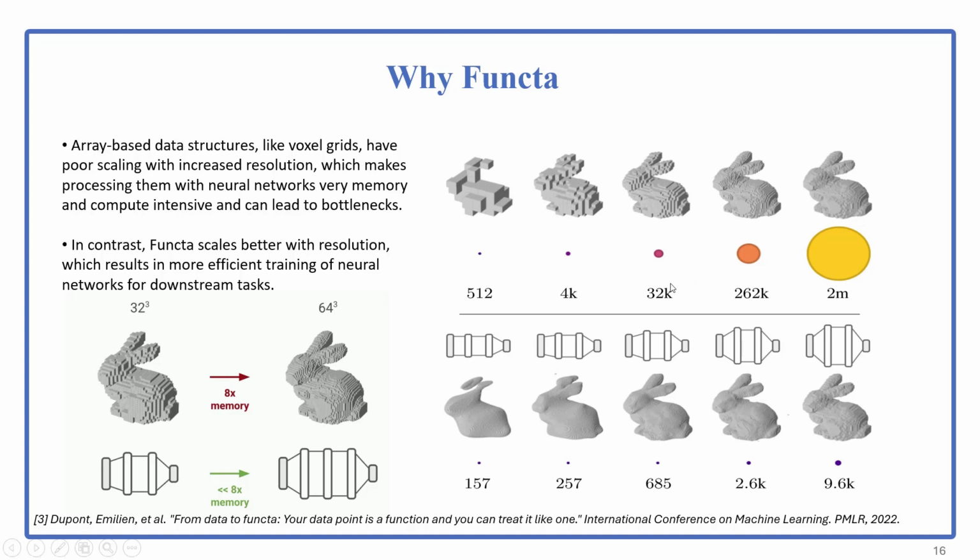So as you can see in this example, as you increase the dimension or resolution, in the voxel grid you need more memory, but in the case of Functa, you don't need that.